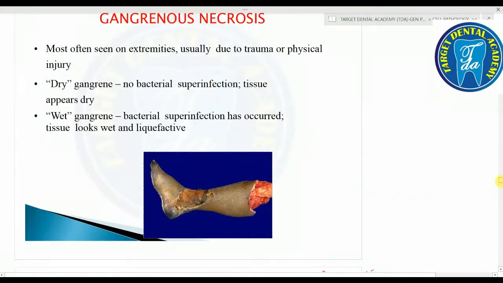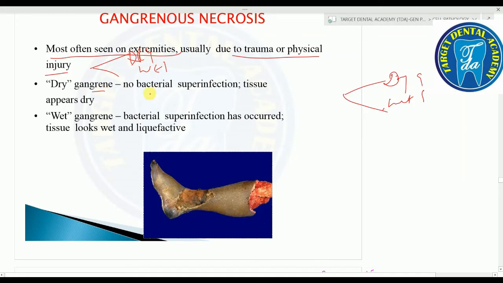And last is the gangrenous necrosis. The gangrenous necrosis is of two types, the dry gangrene and the wet gangrene. It is most often seen on the extremities, usually due to trauma or physical injury. There are two types of gangrene, the dry and the wet.